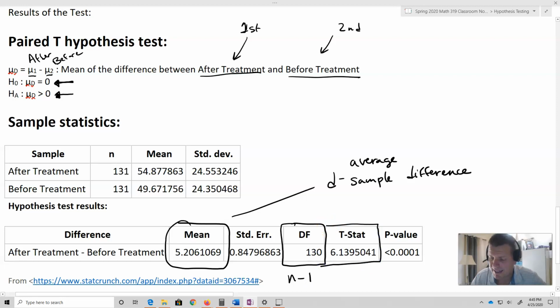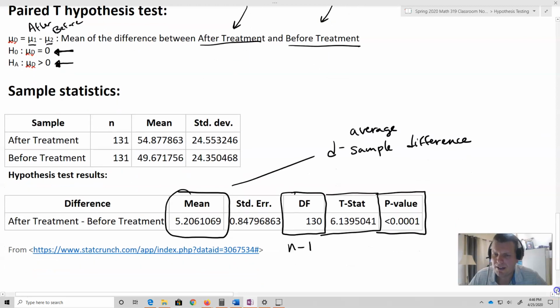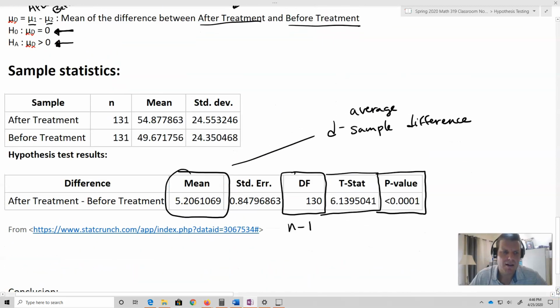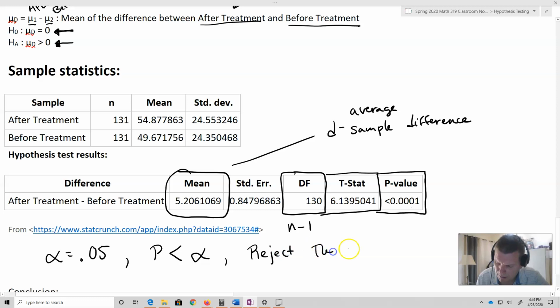That's a really big t-stat. And then I have a p-value less than 0.0001. So what's that result? P there is less than 0.001. Alpha, we know, because you're in occupational therapy, will be 0.05. So P is less than alpha. P, 0.0001 or less than that actually, is less than 0.05. So this tells me I'm going to reject the null hypothesis.